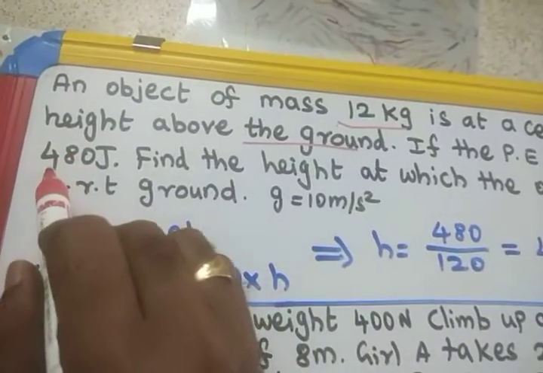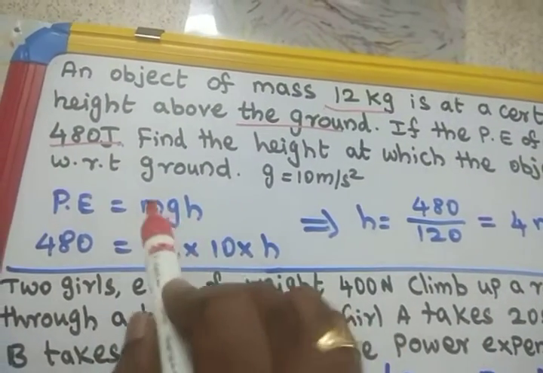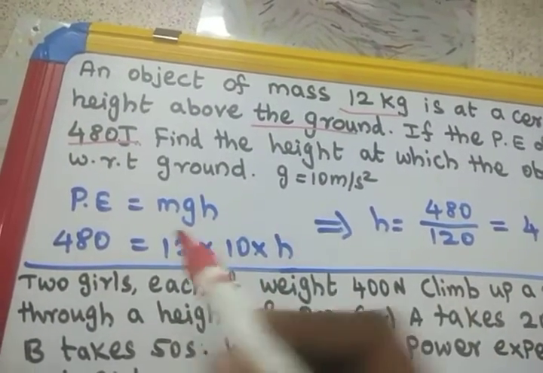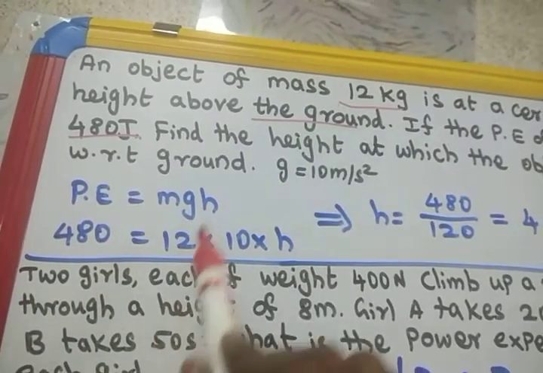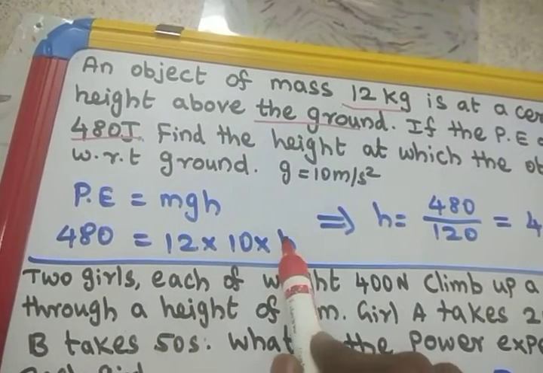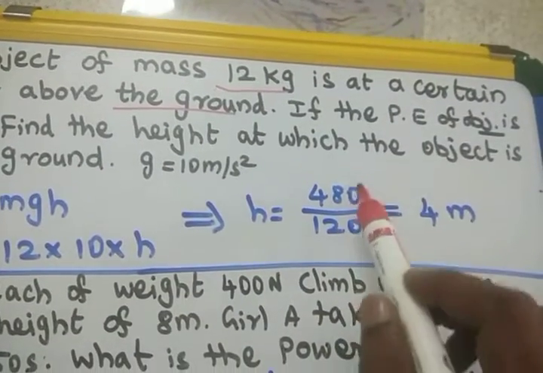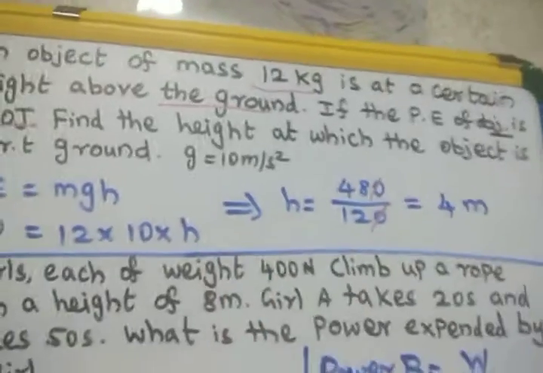Then the potential energy is given. The potential energy formula is mgh. M is 12 kilogram, g is 10 meter per second square, h we don't know, but the potential energy value is 480. So 480 equals 12 times 10 times h. We keep h as it is and bring the 120 to the denominator. We get 0, 0 gets cancelled, so we get height is equal to 4 meter.